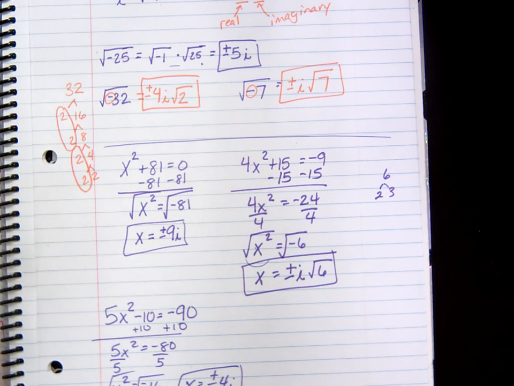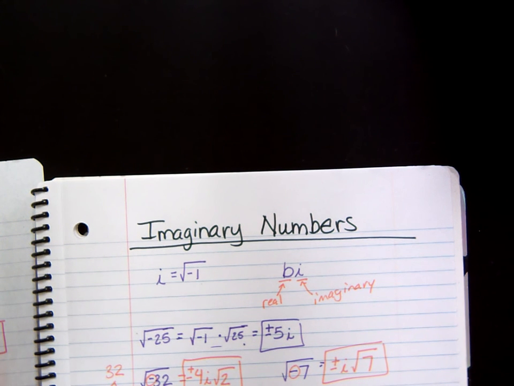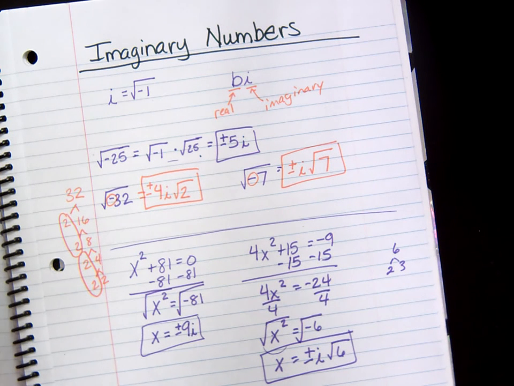Now, remember, if you do end up with a solution that is not a perfect square, you do have to reduce your radical. So if you had ended up with an answer like square root of negative 32, you do have to rewrite that square root in the simplified form. Okay, so the next thing I'm going to show you is how to multiply the products of imaginary numbers.